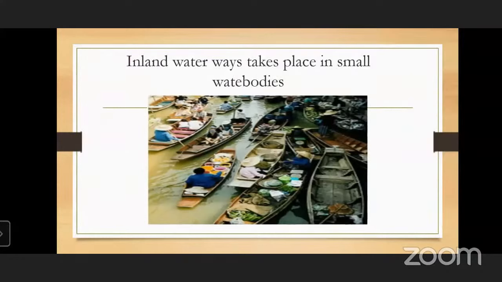Please read the sentence which is written. Inland waterways takes place in small water bodies. Yes, inland waterways takes place in small water bodies.